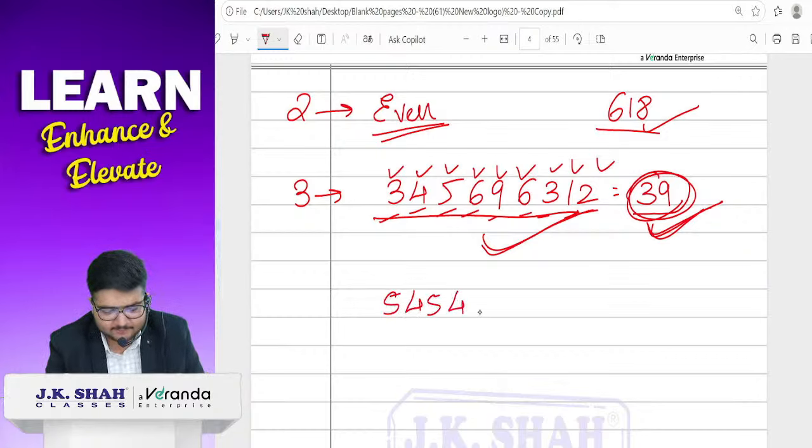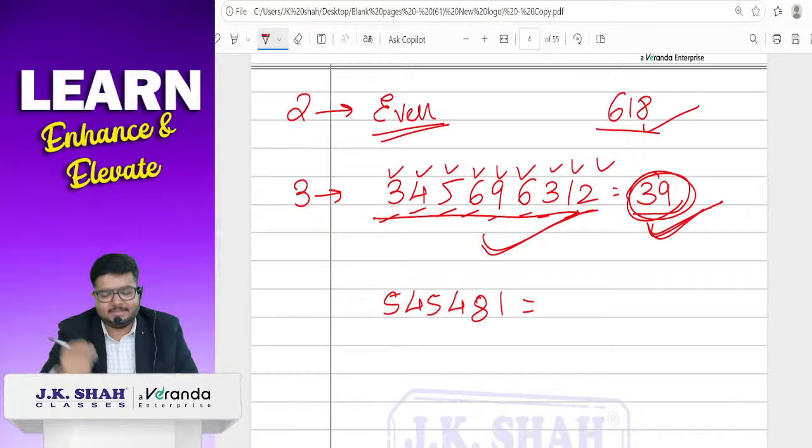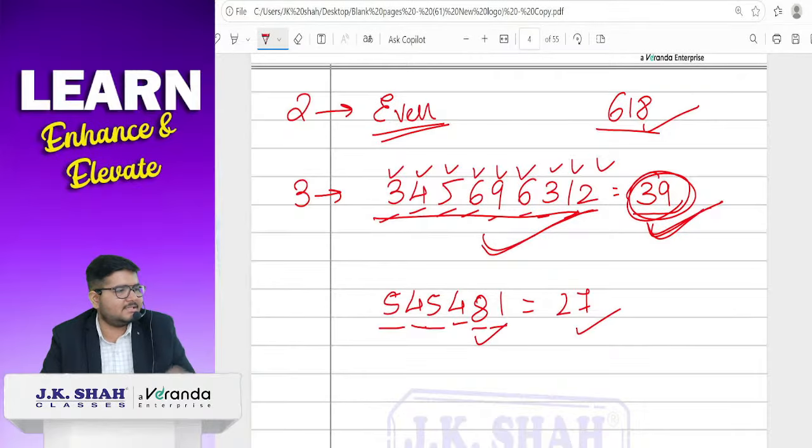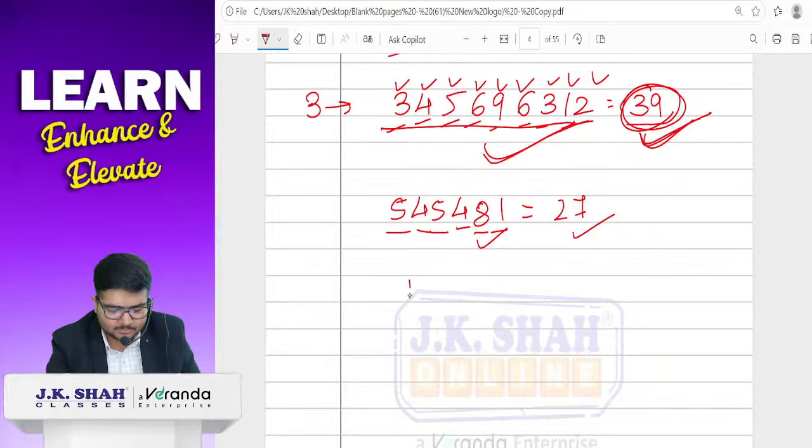Sir, what does this mean? If I take 545481, let us add this number. 5 plus 4 is 9, 5 plus 4 is 9, 8 plus 1 is 9. So answer of addition is 27. Is 27 divisible by 3? Yes, then the whole number is divisible by 3. Understood? Let us do one more sum.